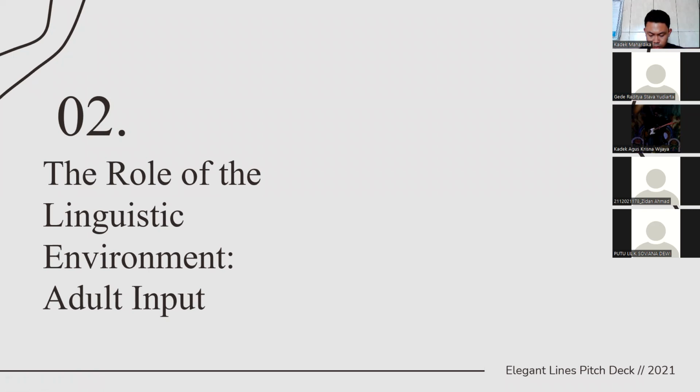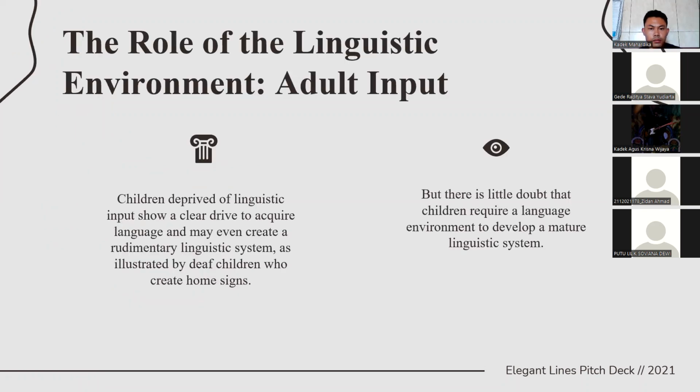The material is the role of the linguistic environment, adult input. Children deprived of linguistic input show a clear drive to acquire language and may even create a rudimentary linguistic system, as illustrated by deaf children who create home sign. But there is little doubt that children require a linguistic environment to develop a mature linguistic system.